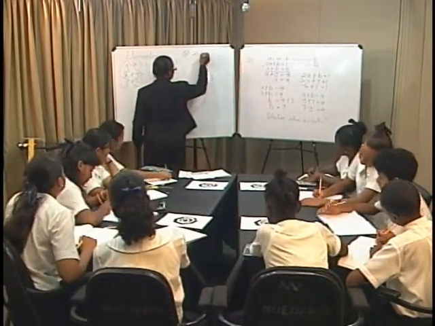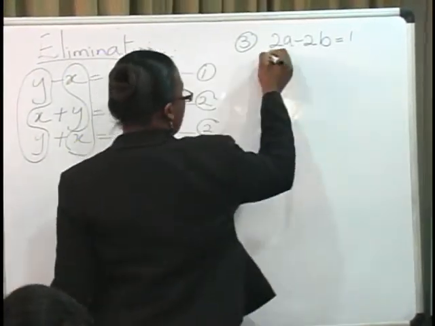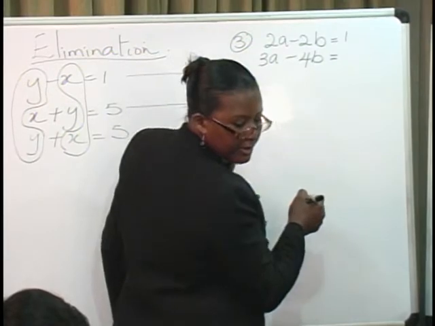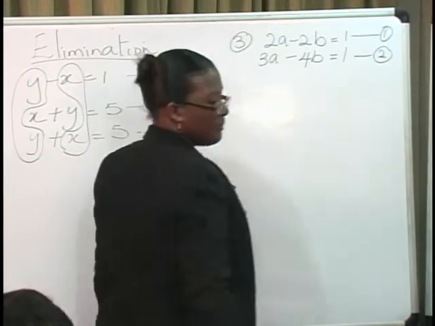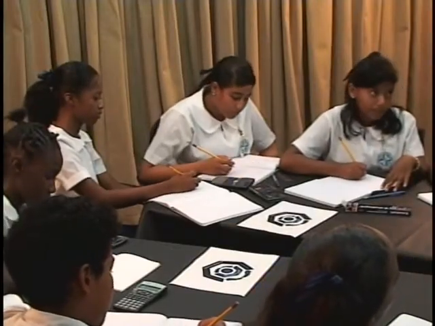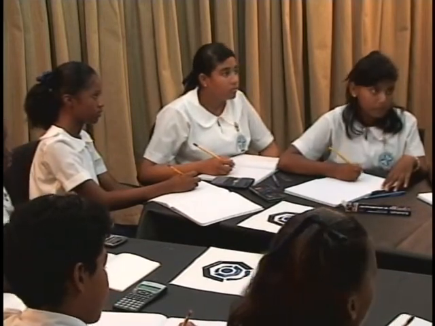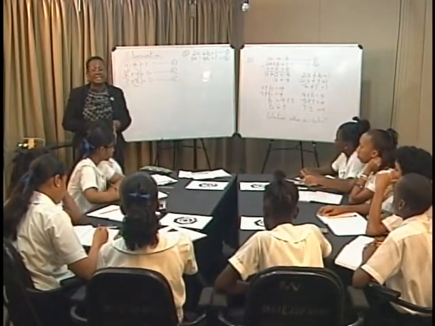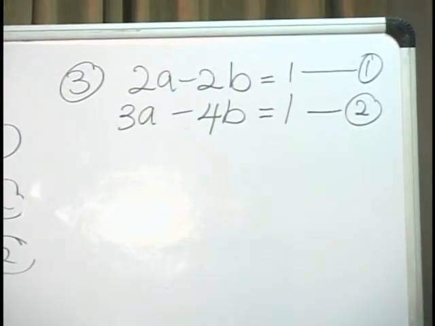Two A's take 2 B's and we have 1 as the difference. And we have 3 A's take 4 B's and the difference is 1 again. Equation 1, equation 2. I want you to pause and look at those two equations and examine the conditions that are necessary that I told you about. We looked at coefficients, we looked at signs, we looked at what operation in the end must be done.